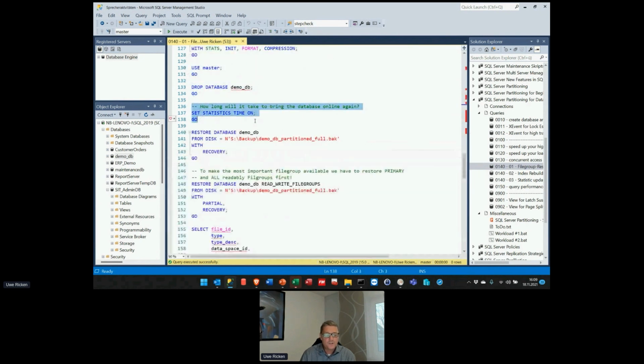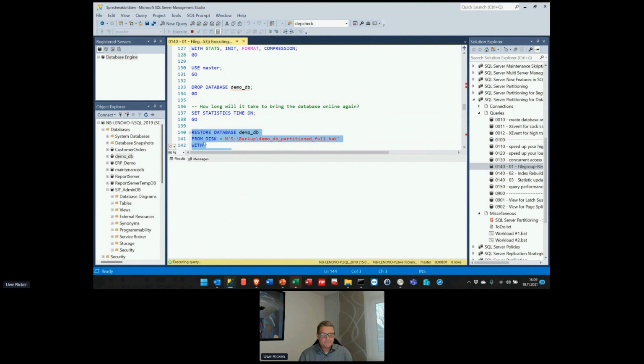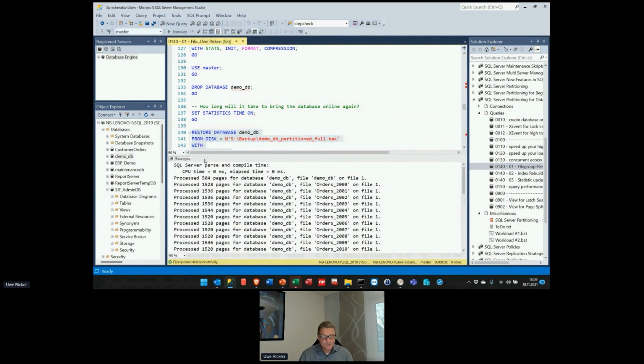I want to measure how long it will take to restore the complete database. We go for this. So I have flash storage, but you can see here, it was taking 2 seconds. Now think about this. This should be, let's say, 20 hours. The database is way larger.